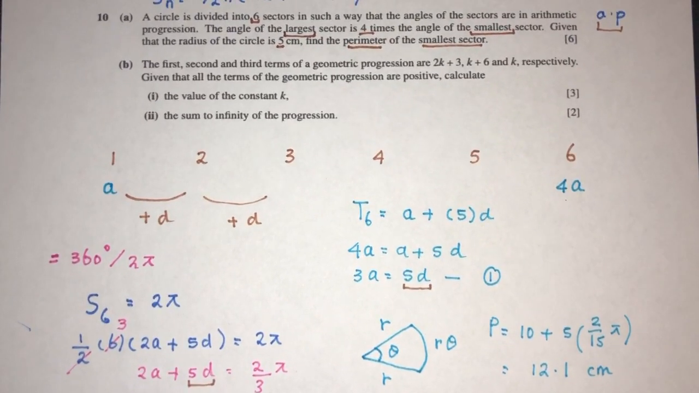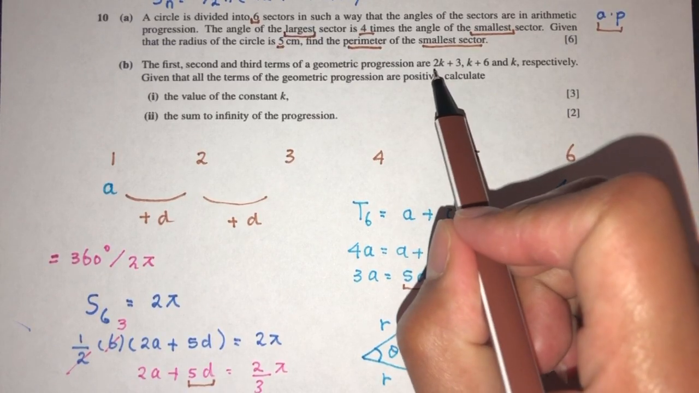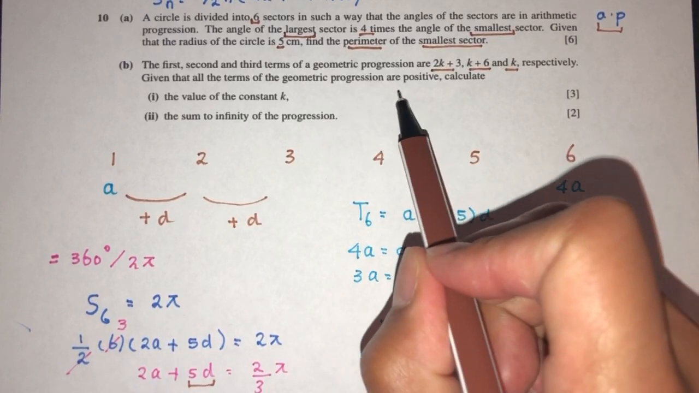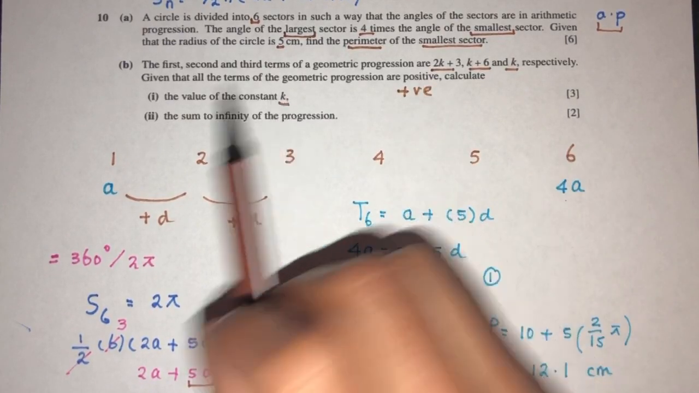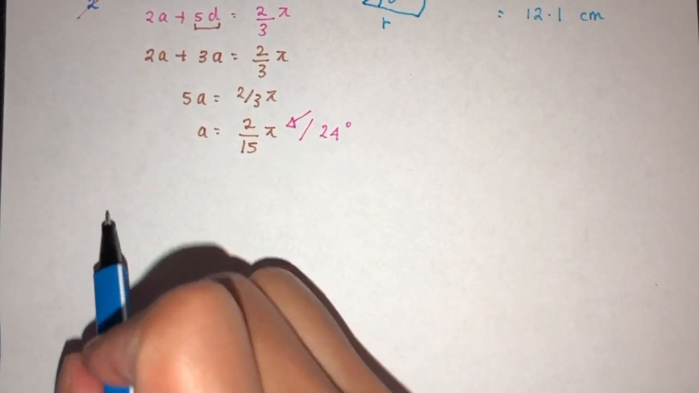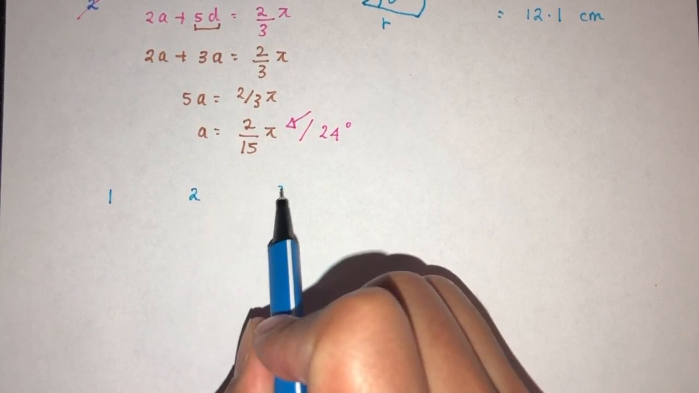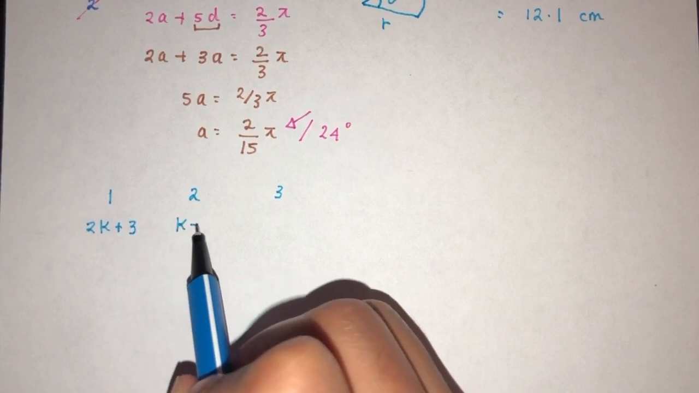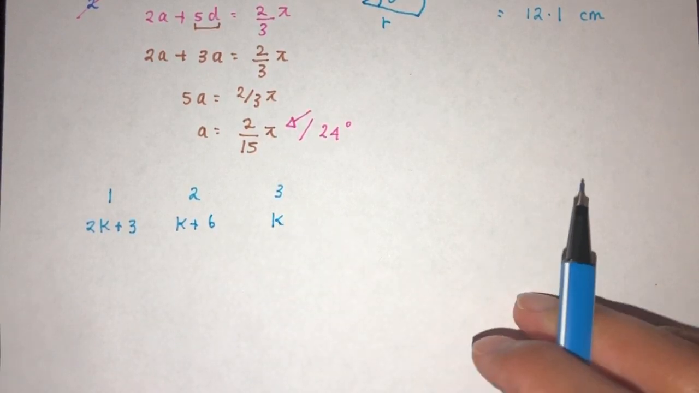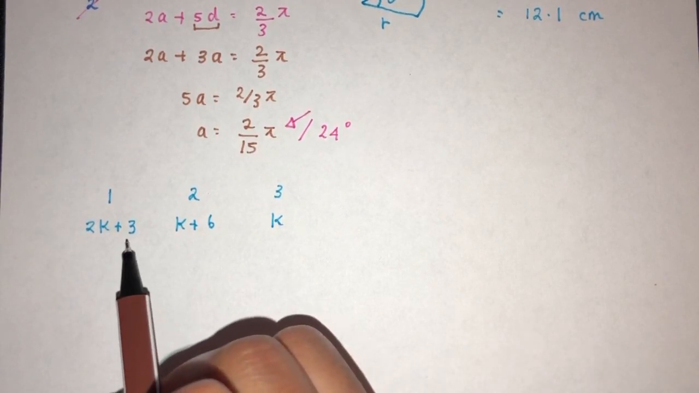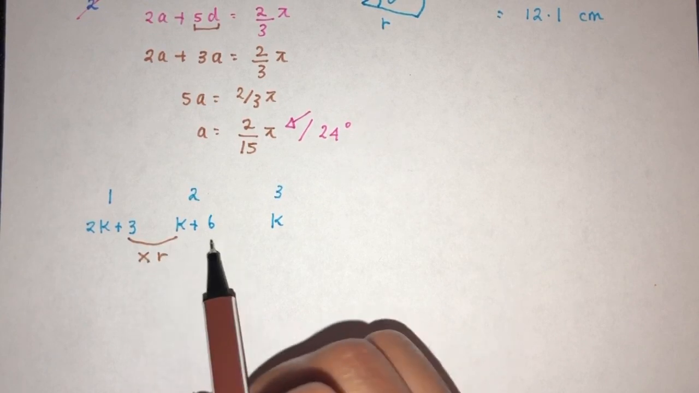Now for part B, here we have the first, second, and third terms of a GP given to you by this. And given that all the terms are positive, we have to find the value of k. Pretty easy. I think we have seen this many times before, but let me try again. First term is 2k plus 3, then k plus 6, and k. Now we understand that this is a GP. So how do you get the second term from the first term? They are connected by a common ratio, multiplied by r, multiplied by r.